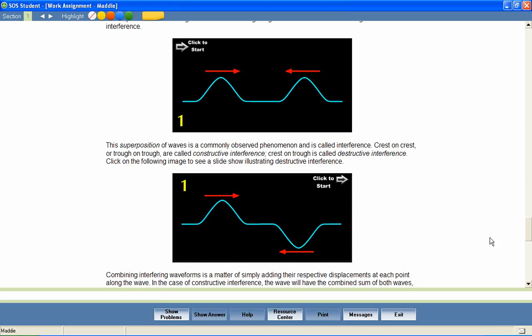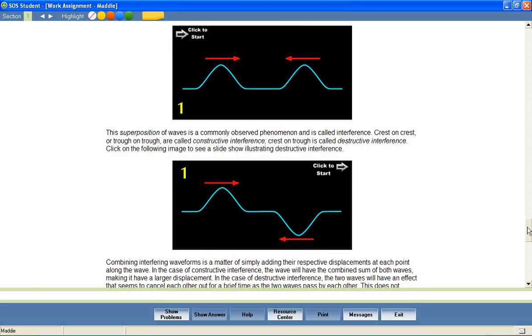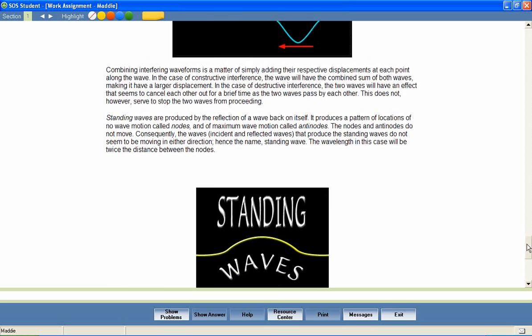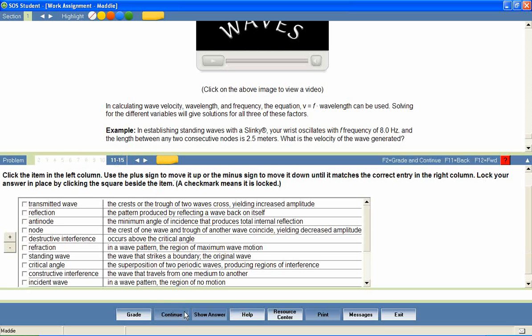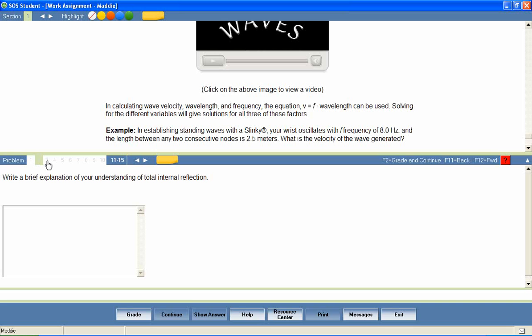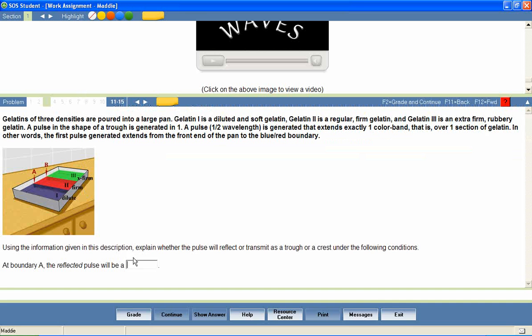At the end of the lesson, the student is presented with a series of questions that provide a review of lesson content. Questions are presented in a variety of formats, including matching, fill in the blank, true and false, multiple choice, multiple select, click and place, essay questions, and many more. 85 to 90% of student work is graded instantly by the program.